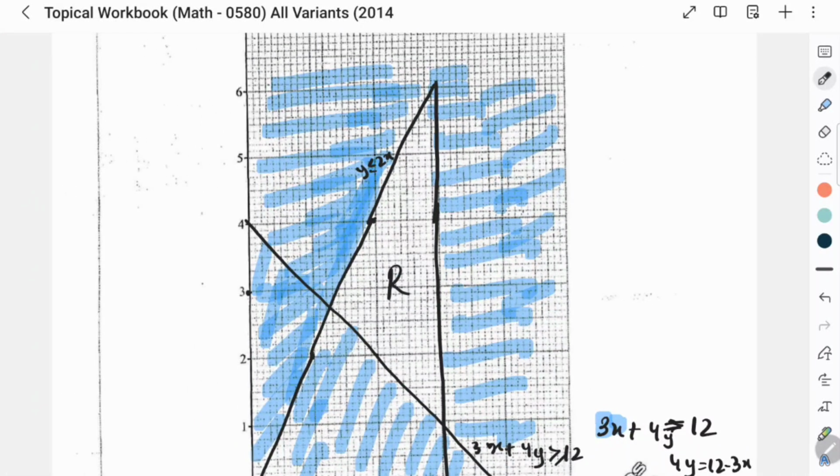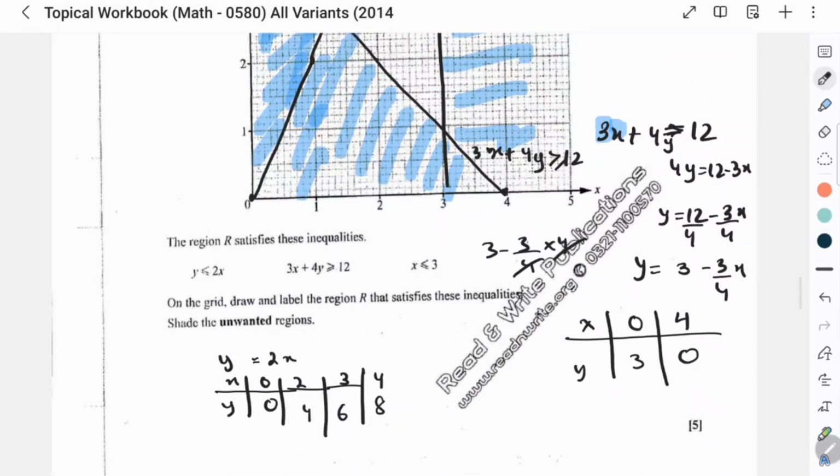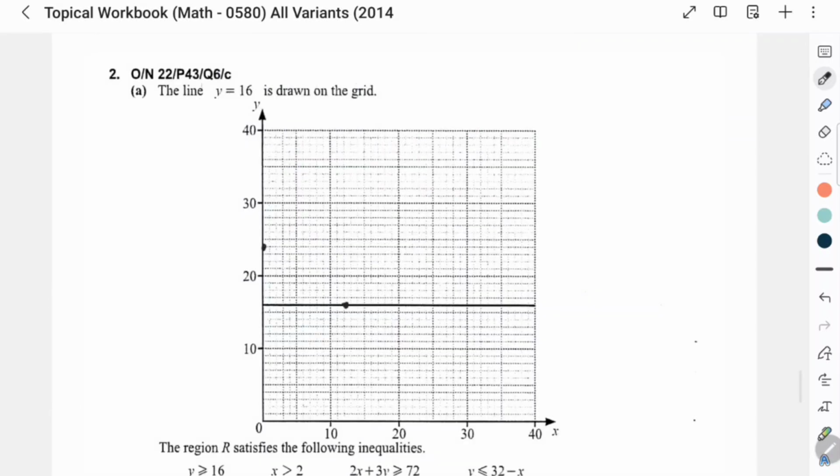So I think it's easy now. On the grid we have drawn and labeled the region R satisfying the inequalities. They told us to shade the unwanted region, so we shaded the unwanted region. This question is October-November 22, paper 4-3, question number 6.